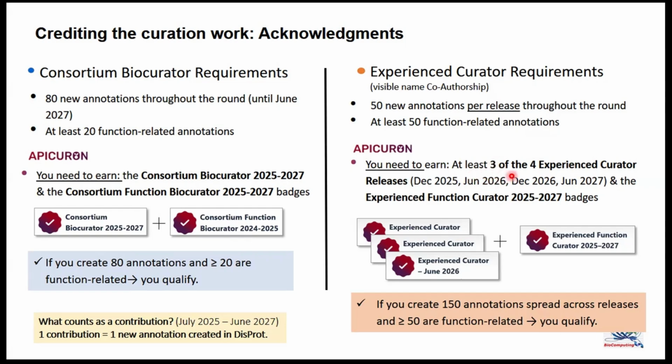So if you earn 3 of the 4 experienced curator releases from the annotation round and the experienced function curator badge, you will qualify. So to sum up, if you create 150 annotations spread across the releases and 50 of them are related to functions, you qualify, okay? This doesn't mean that if, for one release, you do 40 annotations, in the second release you do 50, and in the third release you do 60, you're not going to be considered, okay? We are going to be considering that as well.